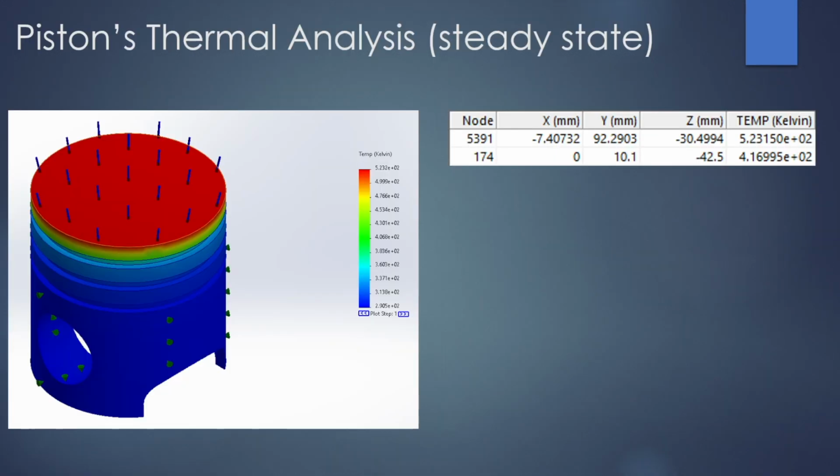We also performed thermal studies. For steady state, we applied a temperature of 523.15 Kelvin at the top of the piston, followed by convection in the exposed outer surface using convection coefficient of 500, with an ambient temperature of 298.15 Kelvin. We obtained a minimum temperature of 417 Kelvin and a max of 523.15 Kelvin.